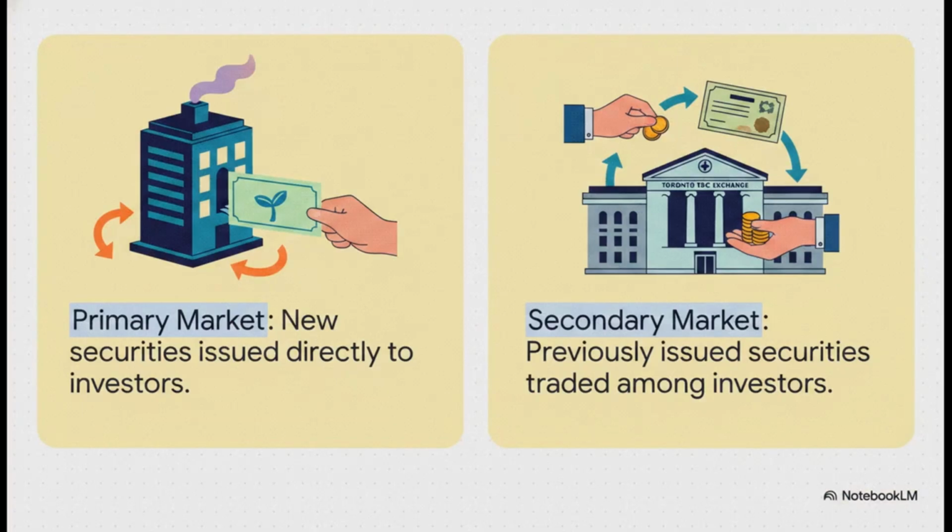We know the instruments now, but where are all these equities, bonds, and derivatives actually being bought and sold? First up, it is so crucial to understand the fundamental difference between the primary and secondary markets. The primary market is where a company issues brand new securities directly to investors to raise fresh funds. Think of an IPO, or initial public offering. But the secondary market, like the Toronto Stock Exchange, is where investors simply trade previously issued shares with one another.